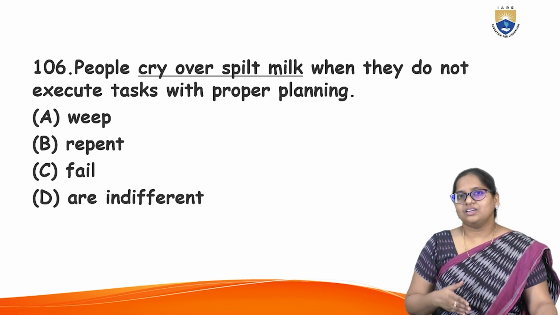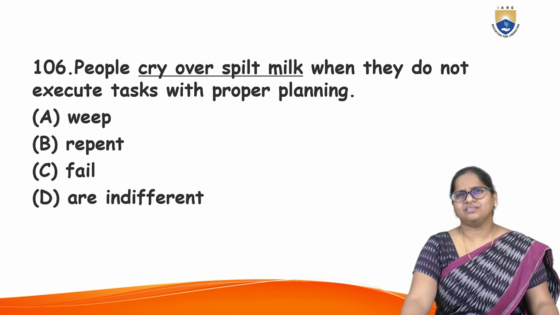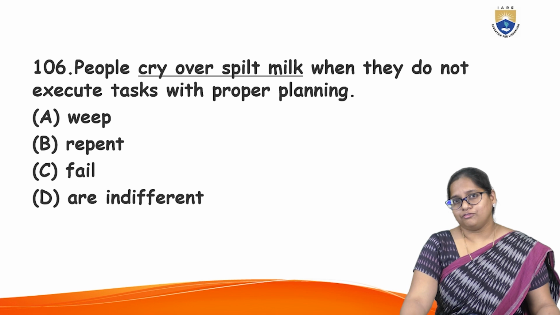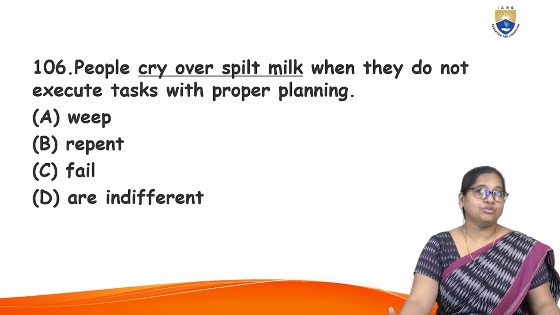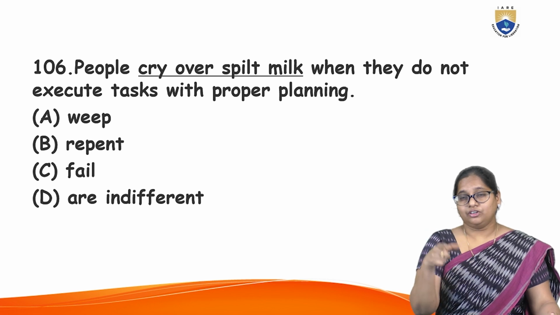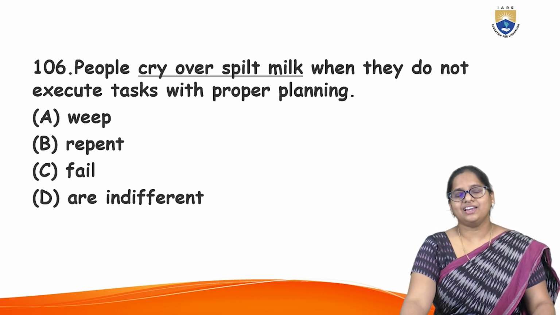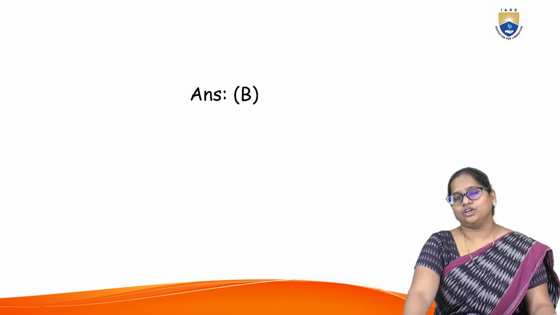Number 1, weep. B, repent. C, fail. 4, are indifferent. Weeping is not sufficient. Yes, you feel sorry for it. Repent means, I would have done that. No use. That is the sense here. People cry over spilt milk when they do not execute. C, fail. Failing is near but not exactly. So you can go with option B.